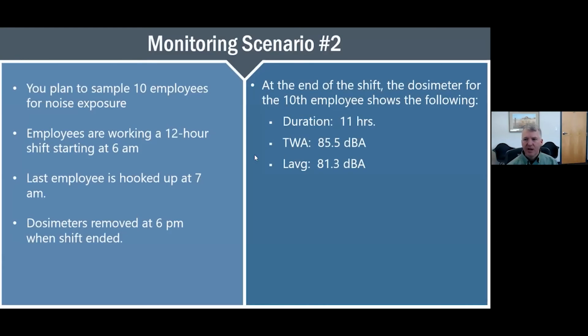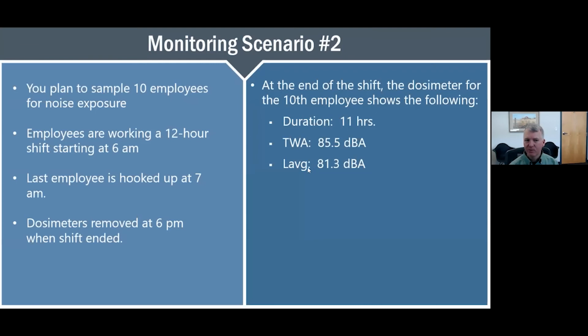So here's another monitoring scenario to cover kind of the same thing. You've got 10 employees, but this time they're working a 12-hour shift, and they start at 6 a.m. You get the last employee hooked up at 7, but they go ahead and wear it the rest of the shift. So you take it off at 6 p.m. So at the end of the shift, the dosimeter for the 10th employee shows the following: a duration of 11 hours.